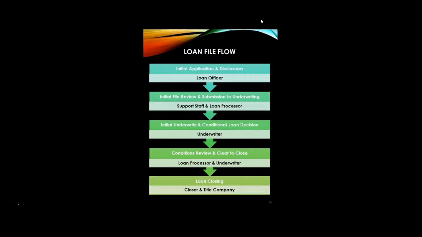We'll add conditions to it, and we'll do maybe a commitment or a conditional approval. And then it goes into conditions reviewed. Once they get all those conditions we did issue back, then it goes to clear to close, and the loan processor and underwriter get it ready for the closing department, and then they close it with the title company. Pretty straightforward.